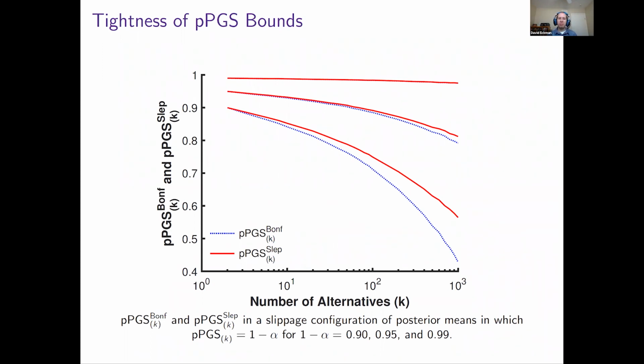So there are a couple of trends apparent here. For high values of 1 minus alpha, you have a very slight deterioration in these bounds. They tend to be relatively tight. But as you take 1 minus alpha further away from 1, the looseness of the bounds is more exaggerated. Also, as you increase the number of alternatives, the bounds can be weaker in this sort of worst case setting. And of the two, Slepian's inequality tends to be tighter than the Bonferroni inequality.